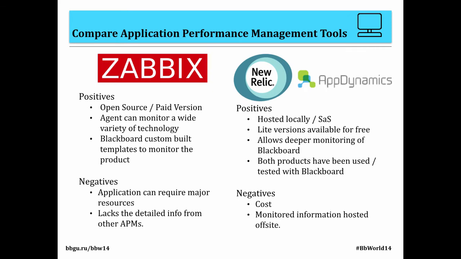However, there are some negatives. First, cost. New Relic and AppDynamics both run their charges based on agents. If you have a lot of application servers, that means a lot of agents, and that means a lot of cost. And your information, if you selected a SaaS environment, is sent to a hosted off-site data center, where that information is stored. If that could be an issue, you might want to mark that in.